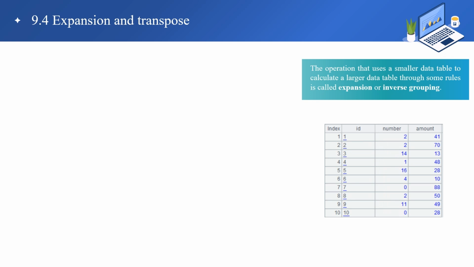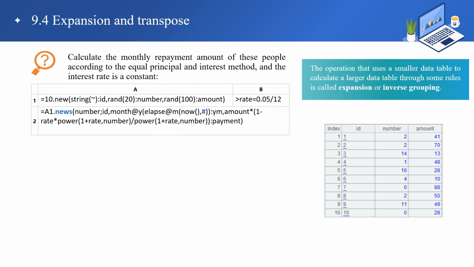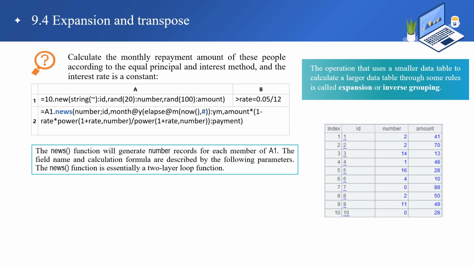The table sequence contains loan information of some customers, including loan periods and amounts. Now we need to calculate the monthly repayment amount of these people according to the equal principal and interest method, and the interest rate is a constant. The news function in A2 will generate number records for each member of A1. The field name and calculation formula are described by the following parameters. The calculation formula of this installment loan is copied online. It's not the point. Think about the hash in the parameters.